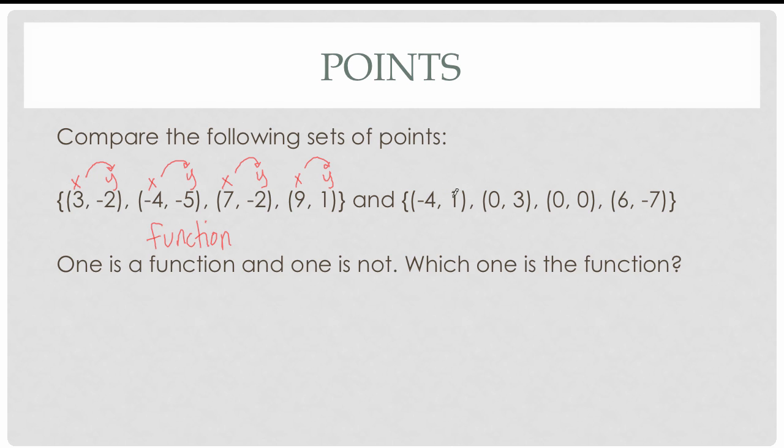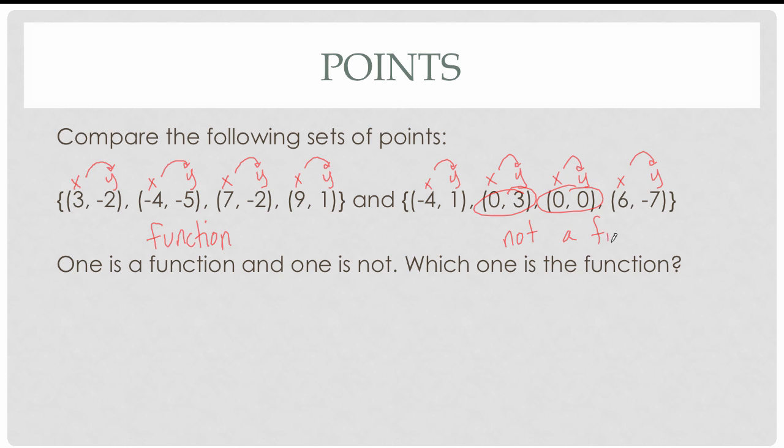with the other one. All right, -4, this x value turns into a y value of 1. 0 turns into 3. 0 also turns into 0, and 6 turns into -7. Did you catch the difference there? Here, 0 is turning into two different y values. Either I put 0 in to get a y value of 3, or I put 0 in to get a y value of 2. That is two different output values for the same x input value. So this is not a function.